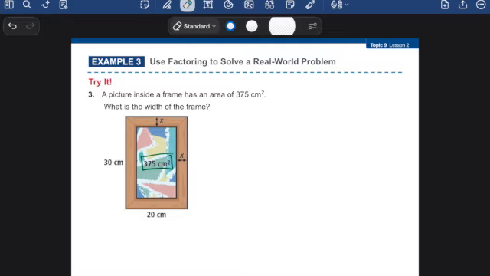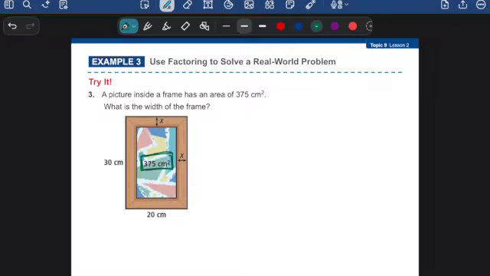Try it number 3. A picture inside a frame has an area of 375. That's why it's written in the middle. Just the picture is 375 square centimeters. We want to know the width of the frame. Well, we can see we know the length and the width of the frame, but we have to look at taking away the area of the picture. So how can we write an expression for this length and this width? Because we know that's going to be equal to 375.